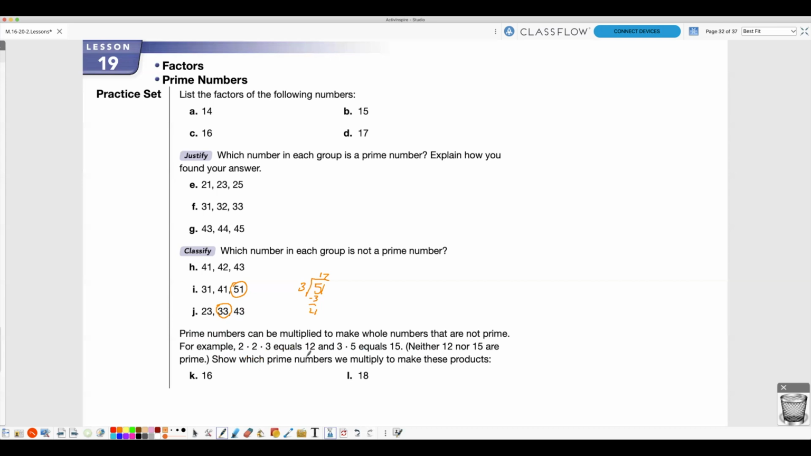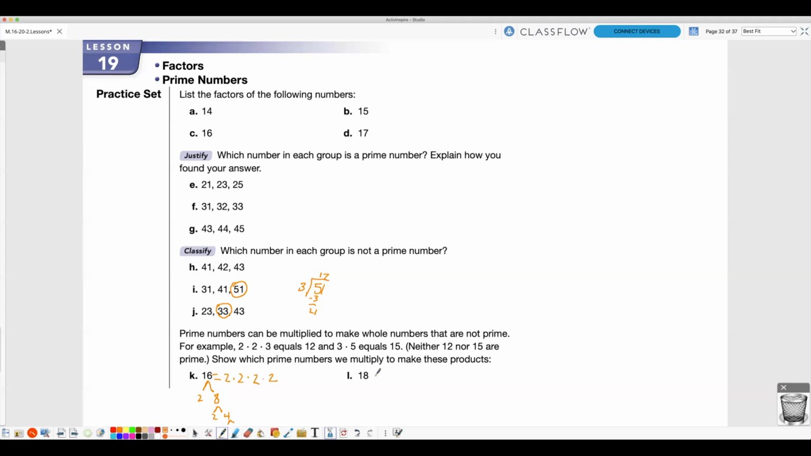Show which prime numbers we multiply to make these products. So if we've got 16, if we were to break that down, 2 times 8. And then let's make 8 into 2 times 4. And then 4 could be split up into 2 prime numbers, 2 and 2. So 16 would be the same as 2 times 2 times 2 times 2.